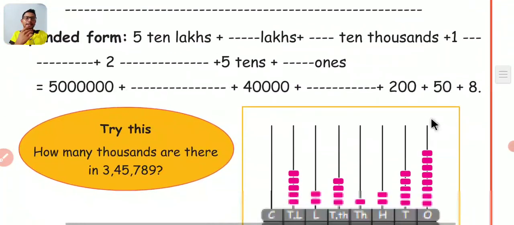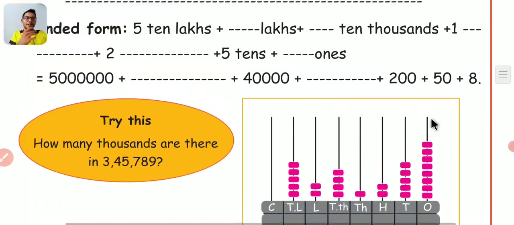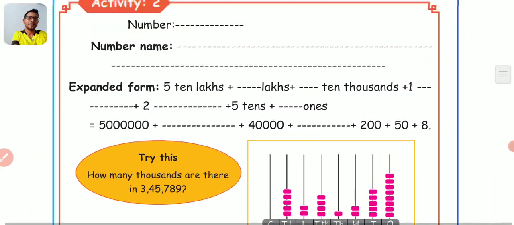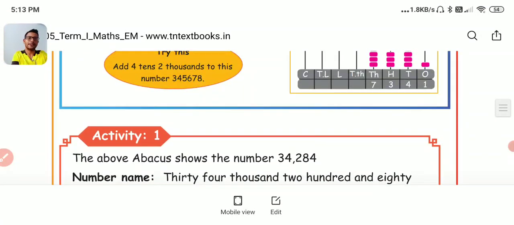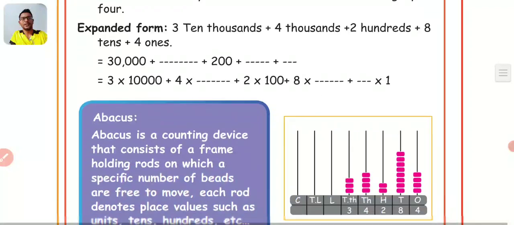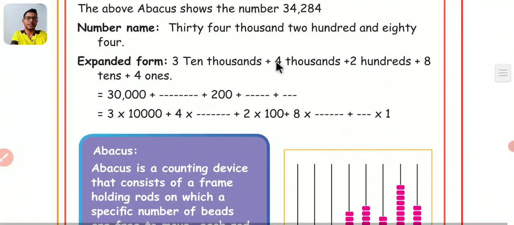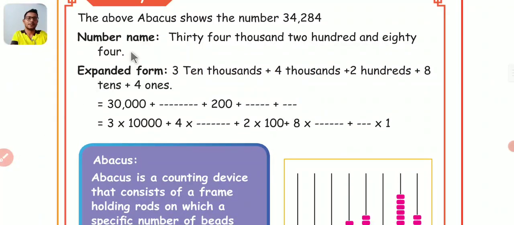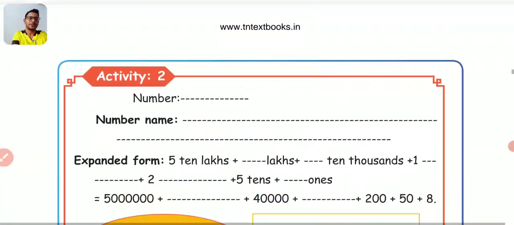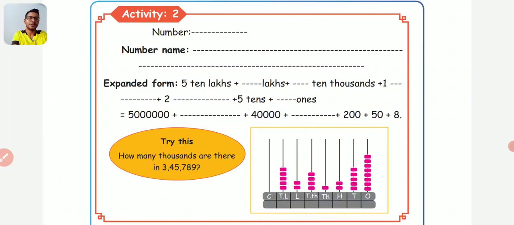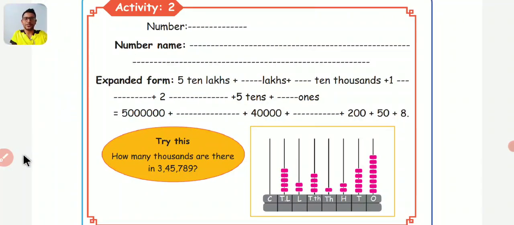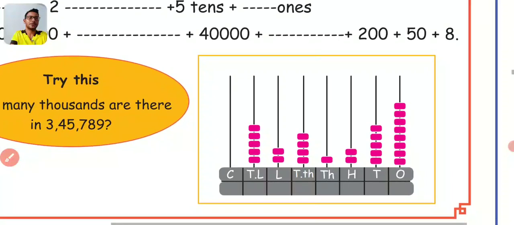So this is activity 2. Activity 2 is like activity 1. Activity 1 and activity 2 are the same thing. Just now I explained, so you do it at home. So what is the number? I just found the number here. In the abacus, I'm going to find the number.